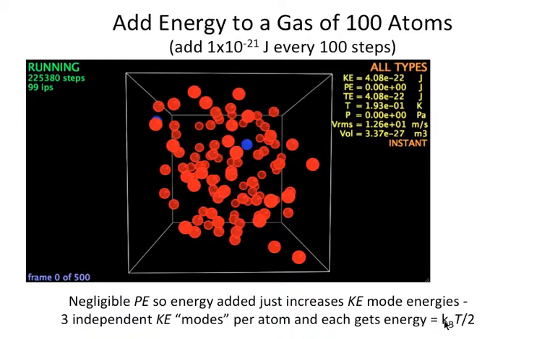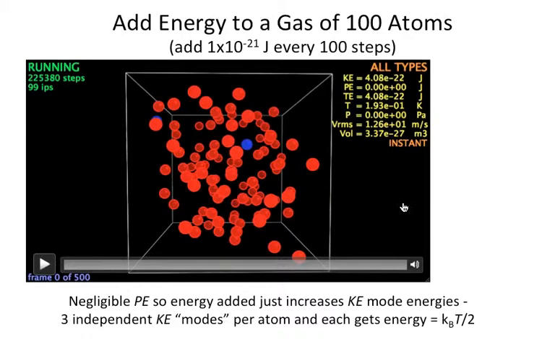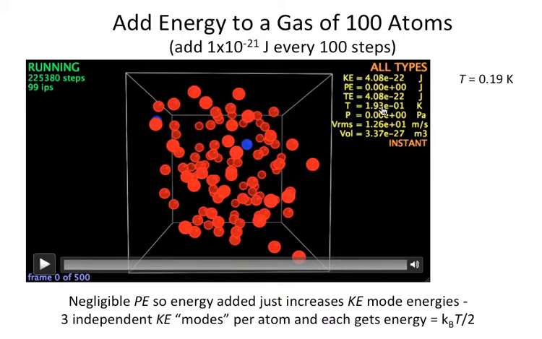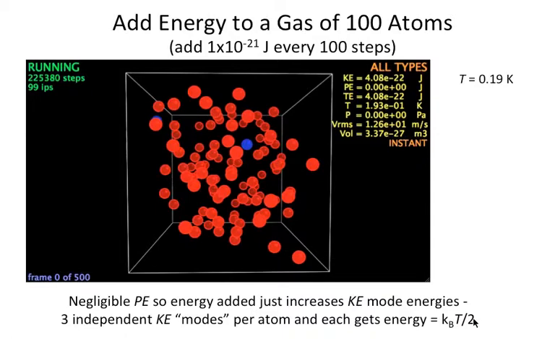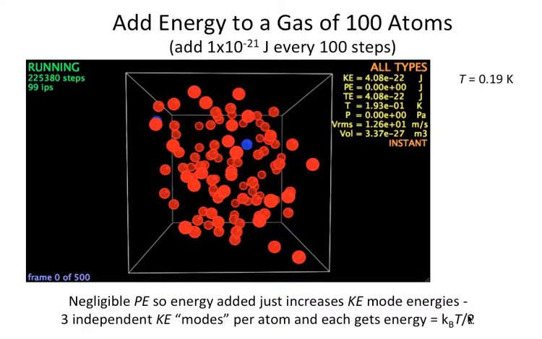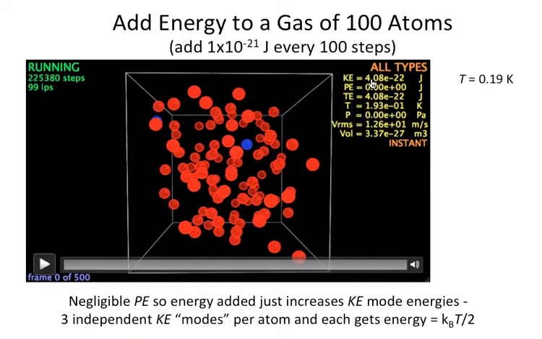And each of them, by the equipartition theorem, gets an energy of Boltzmann's constant times the temperature divided by 2. If you take this temperature that's sitting here right now, that's 0.19, the initial temperature, multiply it by Boltzmann's constant, divide by 2, multiply by 3 for the number of modes per atom, and then multiply by 100 for the number of atoms. So you get the total number of modes, 300, times this number here. You will get the 4.08 times 10 to the minus 22 joules.